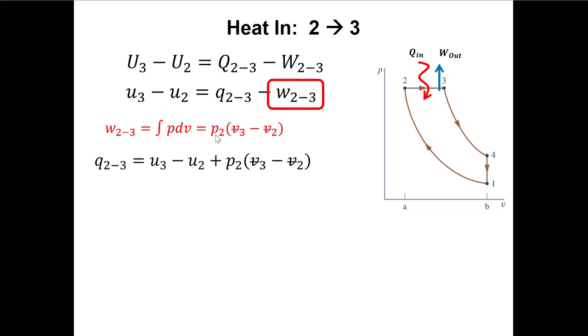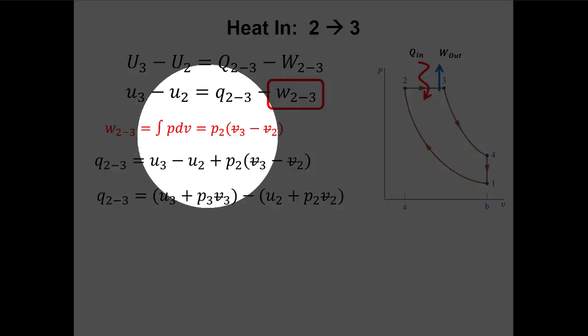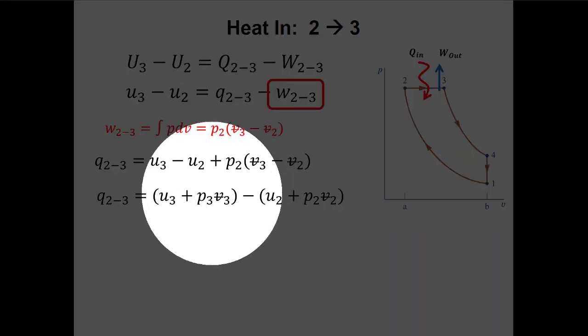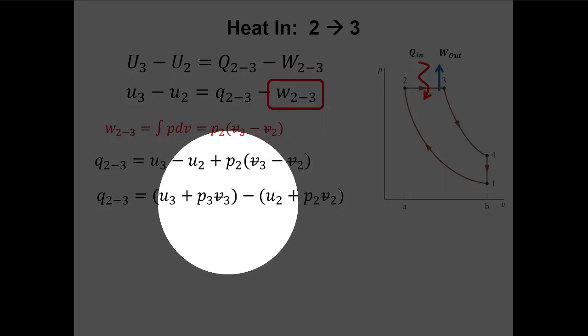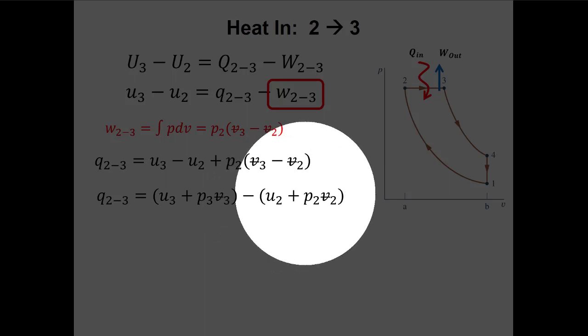So now I can rearrange to try to find an expression for the heat in. Now I notice that I have U3 minus U2 plus P2 times V3 minus V2. So I can arrange my terms like this, separating U's and PV terms, but I could also group these things together by their state number. So here, I know that this pressure, P2, is the same as P3. So over here, I have U plus PV, and that's all at state 3. And then I have minus U2 plus P2V2.